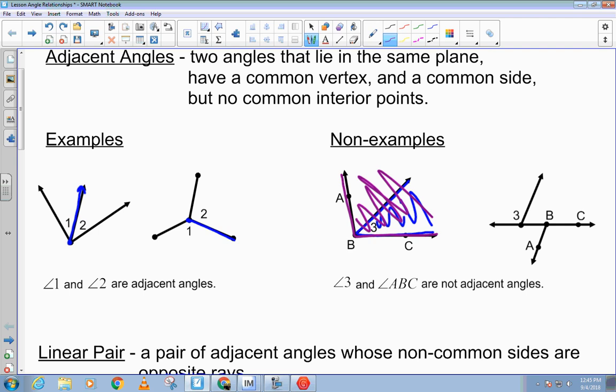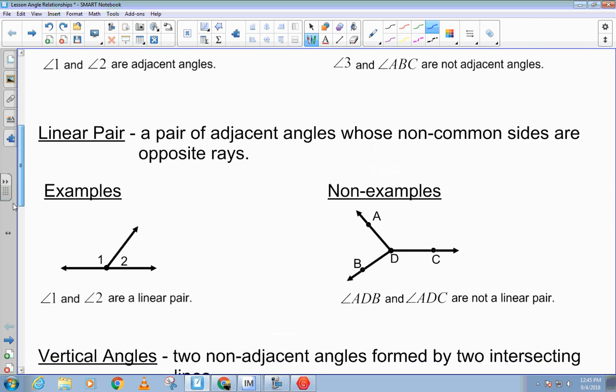Okay. And if you look at this angle ABC, which is this angle right here, and this angle 3, which is this angle right there, they don't even touch at all. Okay, so they're not neighbors at all. They might be in the same neighborhood, but they're not next door neighbors, right? They're across the street from each other. All right, so that is what adjacent means.